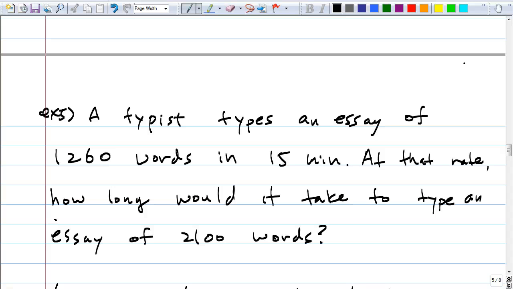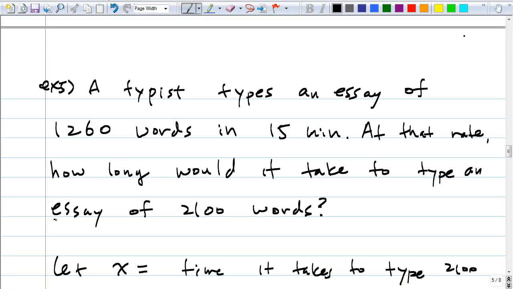Okay, Emily, what's our unknown, first of all? I wrote let x equal minutes it takes to type 2,100. Good, I like how you're being specific. Is it good enough to just write down how long it takes to type? No, there are two cases, right?